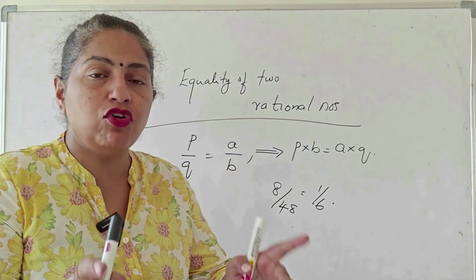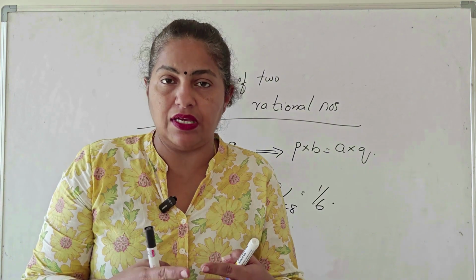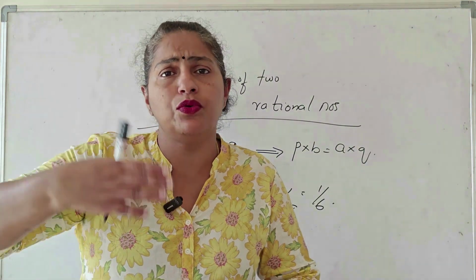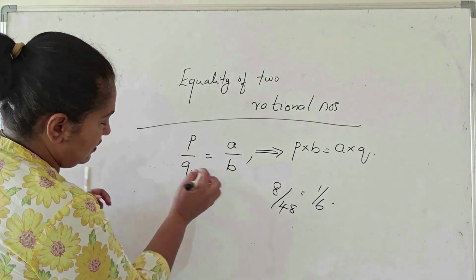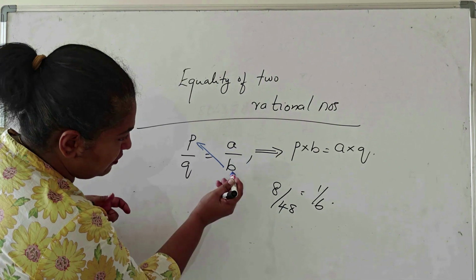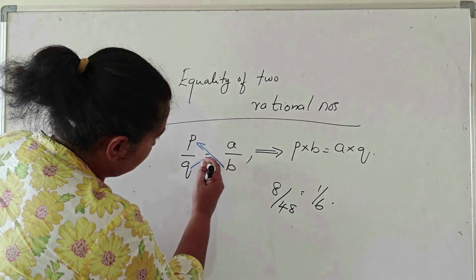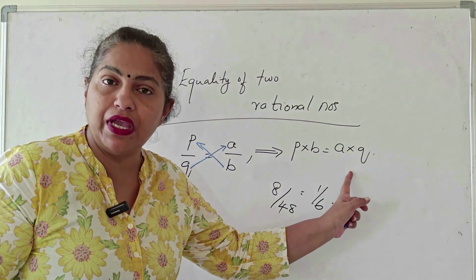Now, suppose you have two rational numbers p by q and a by b, and I am telling you that these two rational numbers are equal. You do not know the specific values. So, what is the condition? The condition is that you pull the denominators to the opposite numerator. So, you get p into b is equal to a into q.